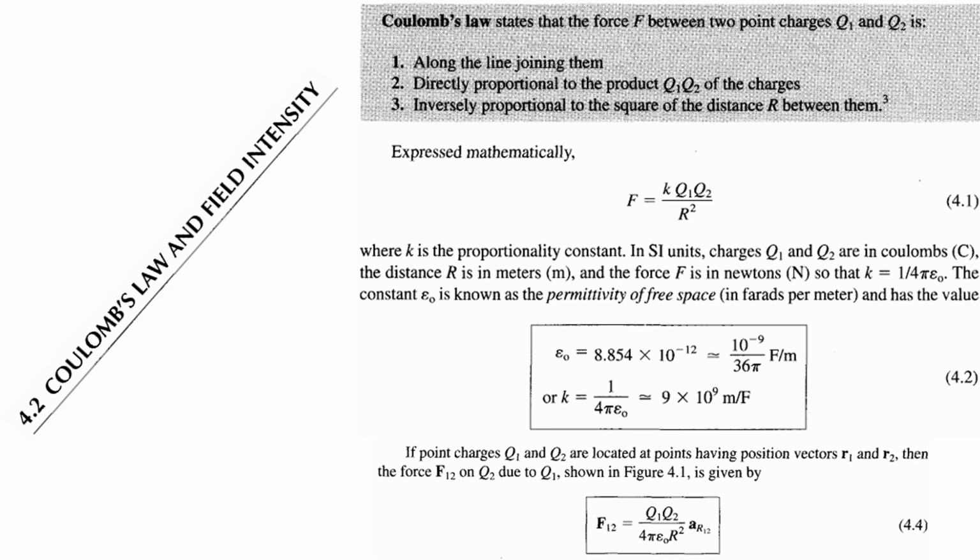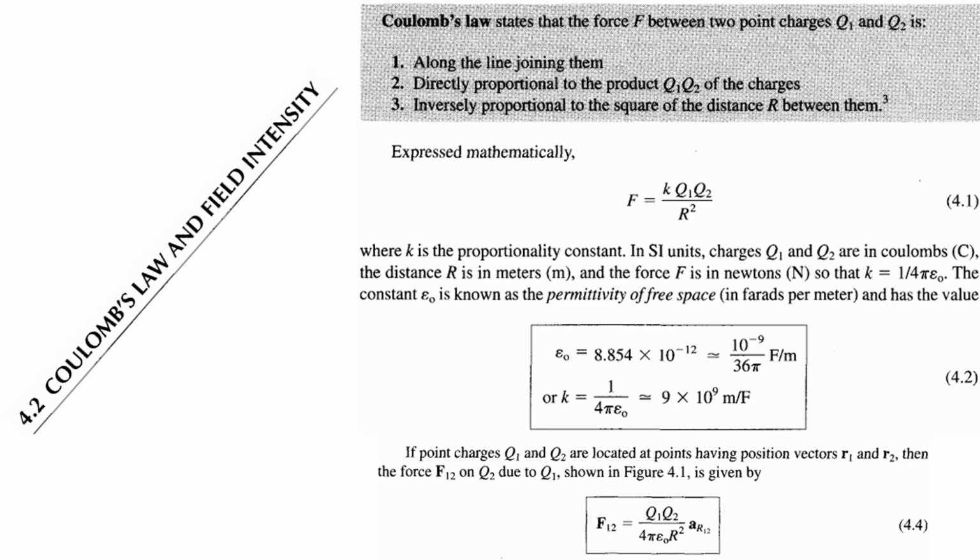Coulomb's law states that the force F between two point charges Q1 and Q2 is always along the line joining them, directly proportional to the product of the charges Q1 Q2, and inversely proportional to the square of the distance between both charges. Mathematically it can be written as F is equal to K Q1 Q2 divided by R square. This is the scalar form. F is the force and K is a constant, with the value approximately 9 into 10 to the power 9 meter per Farad.